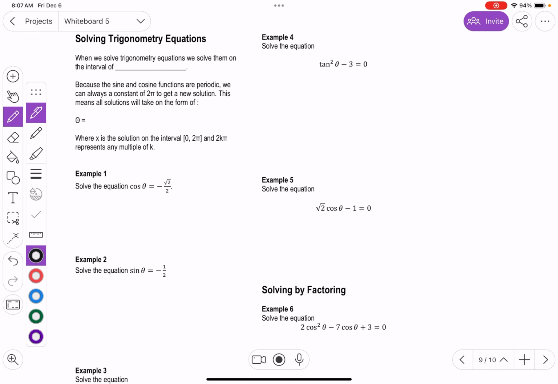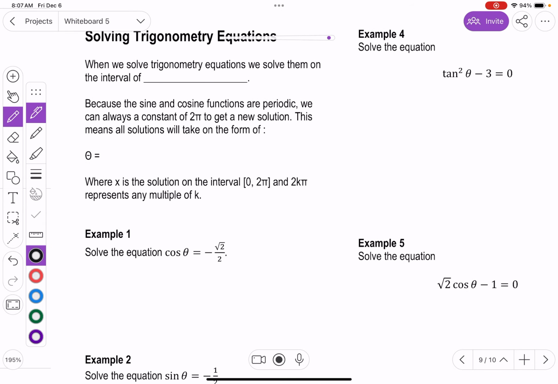So we're going to start talking about solving our trig equations. And the first thing you should know is anytime you solve a trig equation, what you're doing is you're solving it on the unit circle. And so we're going to solve it on the closed interval of 0 to 2 pi.